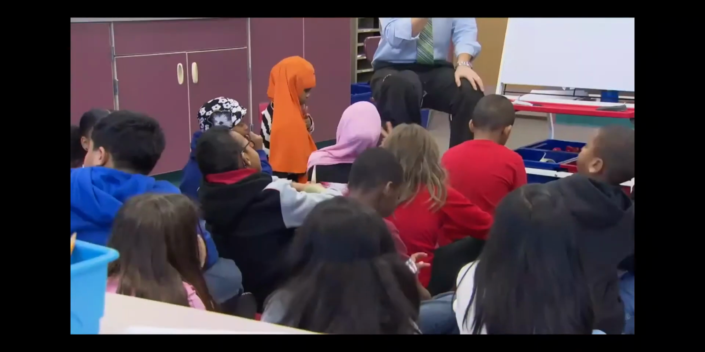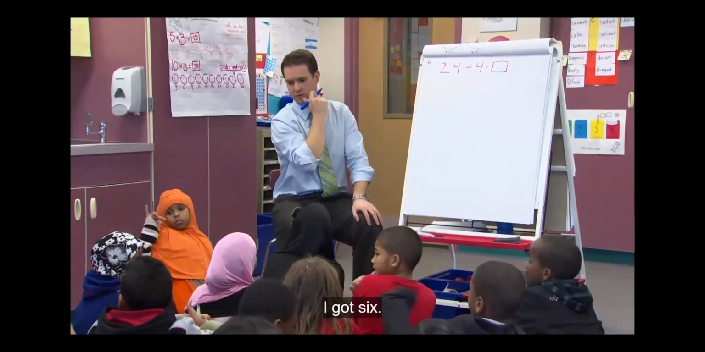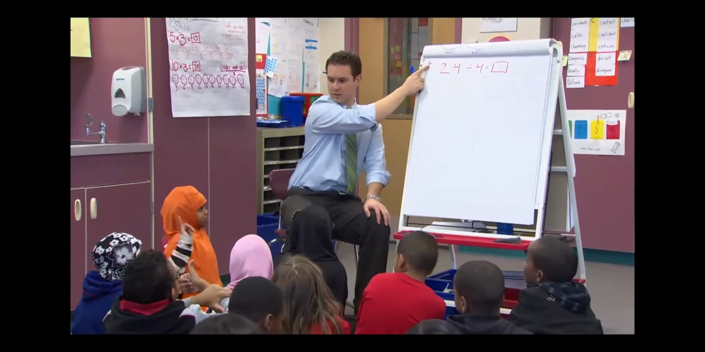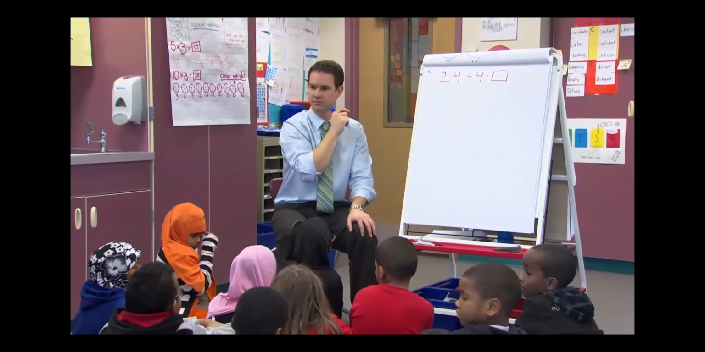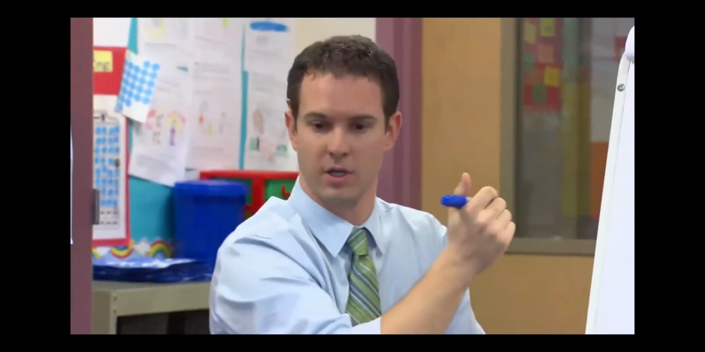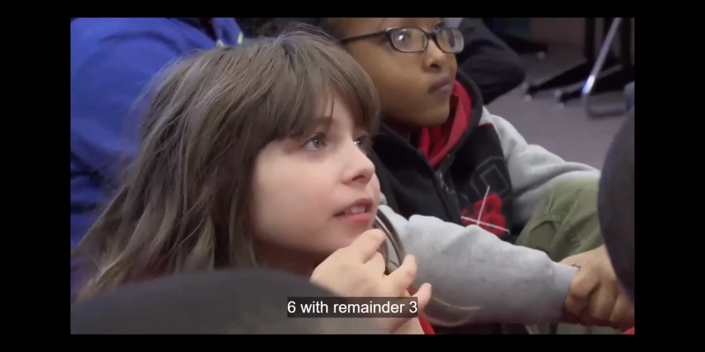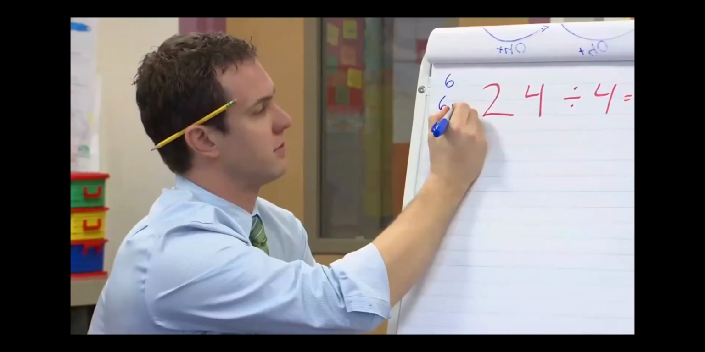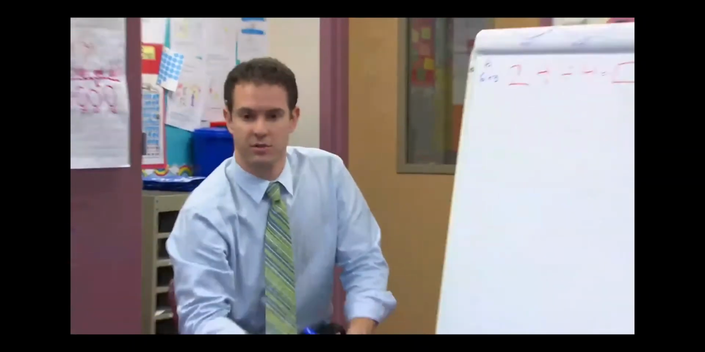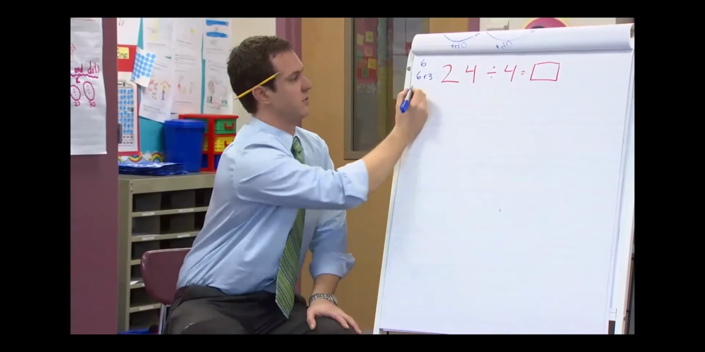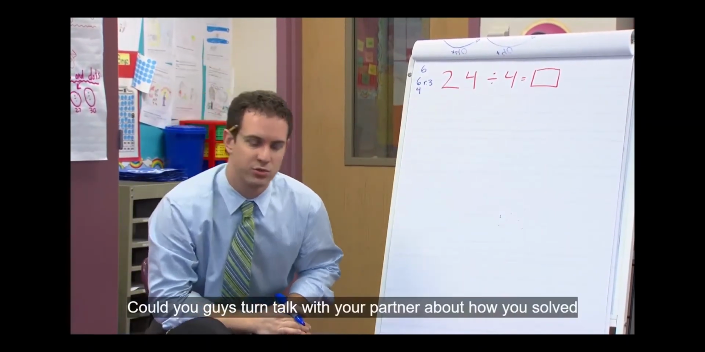Moses, what did you get for that as an answer? I got 6. Anyone want to put up an answer other than 6? I got 7. I got 6 and 2 remaining. What do you mean? 6 with remainder 3? Javon, I'm sorry, did you have another? 4. You got 4 for that? Could you guys turn and talk with your partner about how you solved that problem?